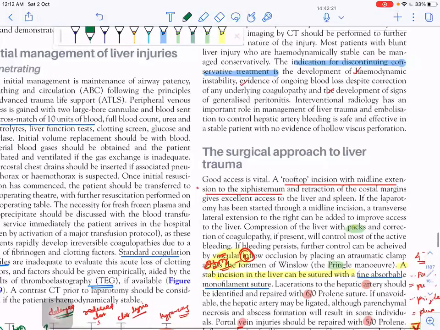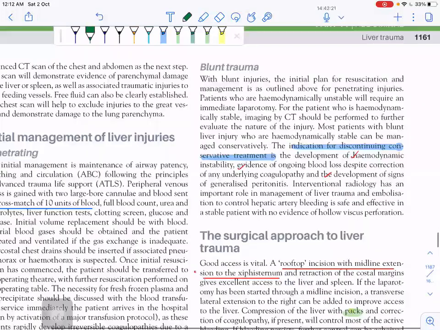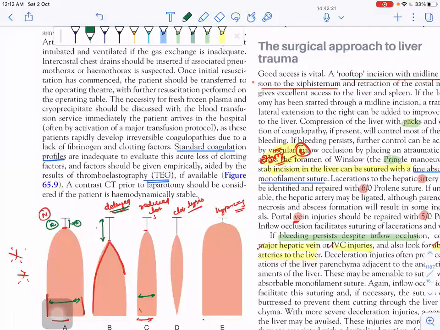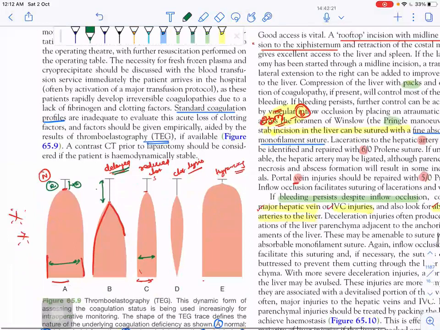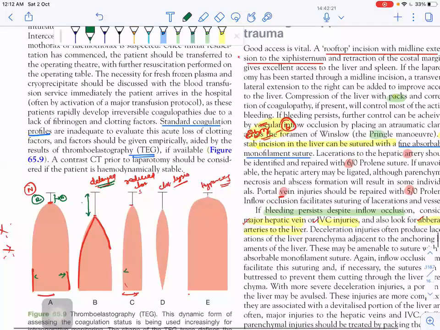In the TEG, which is mainly used to see the clot strength, clot strength is MA. Maximal amplitude, mean amplitude, MA. Maximum amplitude. Just remember this diagram. Many times they ask for this in MCQs. And this you have to see about blunt trauma.